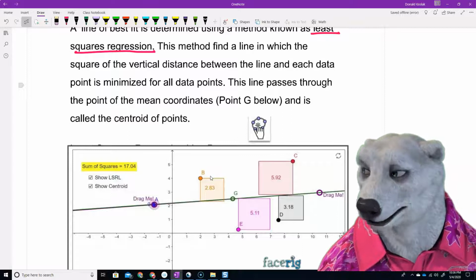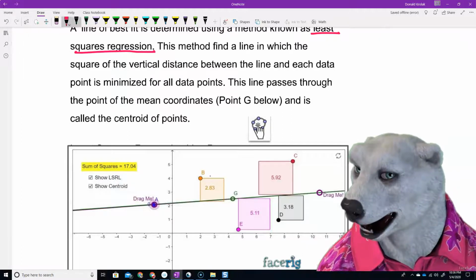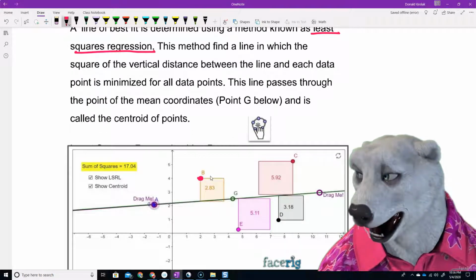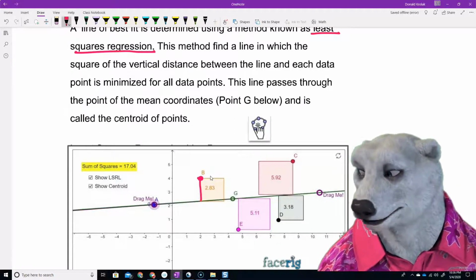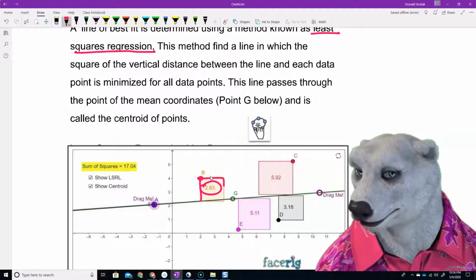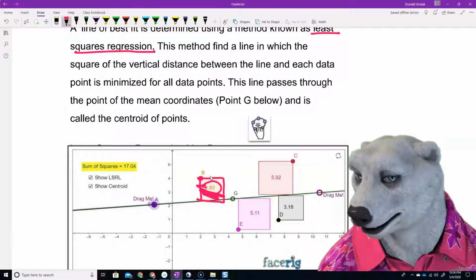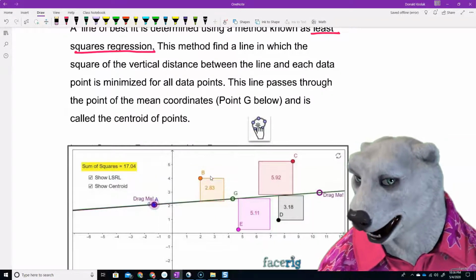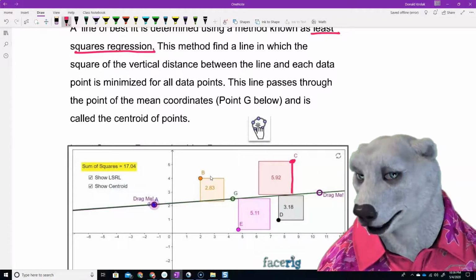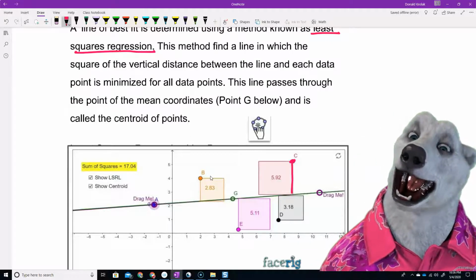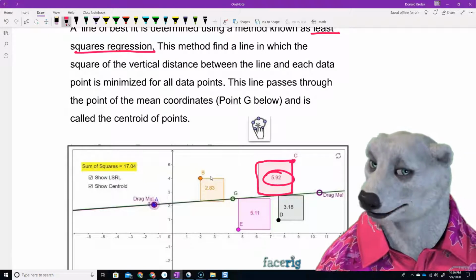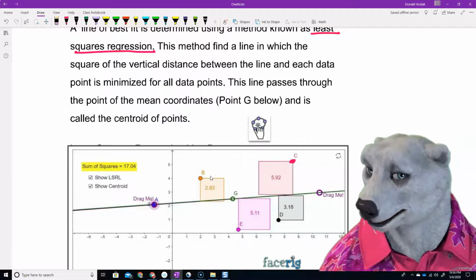So if you look at this little drawing here, let's say we take this point B. The distance to that line is 2.83. So when I square it, I get a square that has an area 2.83. You look at C. C is a little bit farther from that line. And so if I square that, that square has a larger area, right?